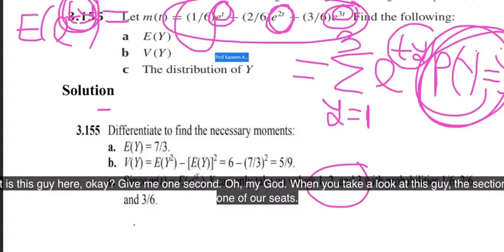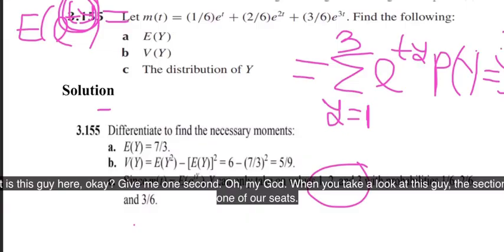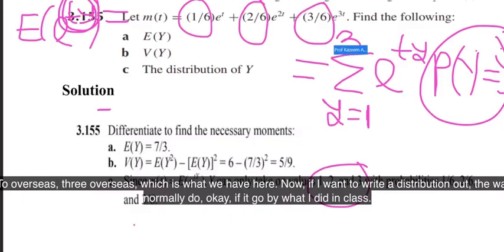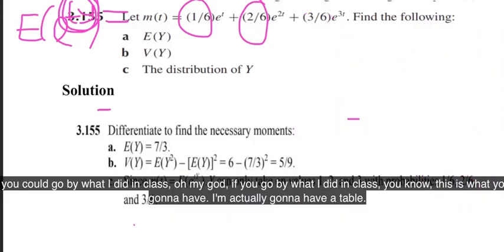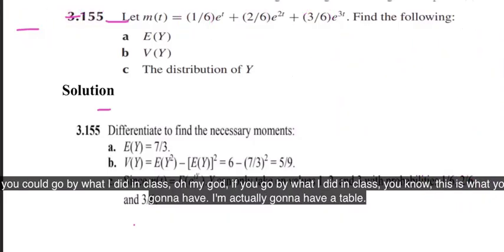Give me 1 second. When you take a look at this guy, the probabilities are 1 over 6, 2 over 6, 3 over 6, which is what we have here. Now, if I want to write the distribution out the way I normally do, if you go by what I did in class, this is what you're going to have.